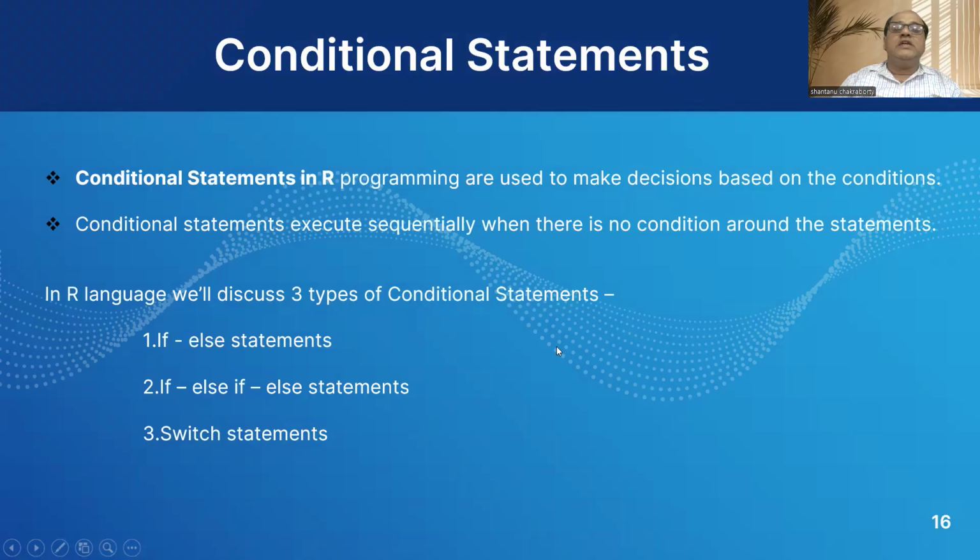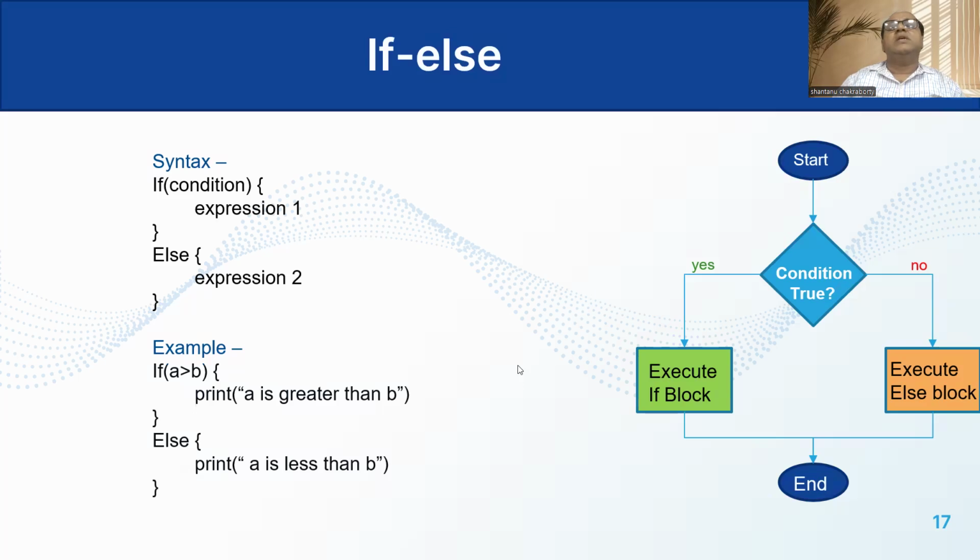Then we have conditional statements in R. The conditional statements are the if-else statement, switch statement, and nested if-else statement. These are all conditional statements in R programming, and these are used to make decisions based on certain conditions. The conditions are evaluated and, based on the decision, the program proceeds. The first one is the if-else statement.